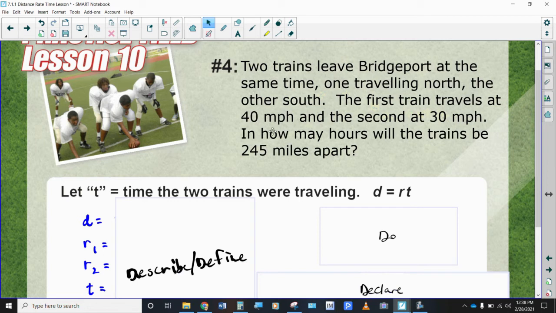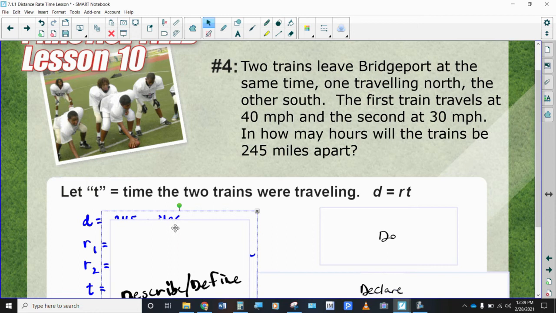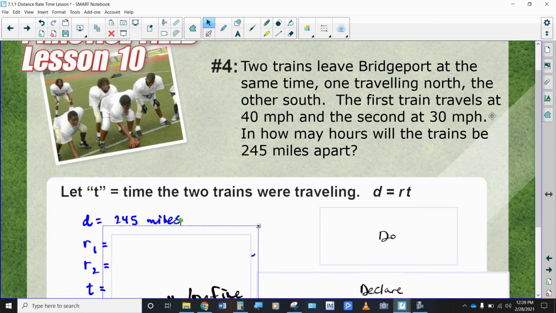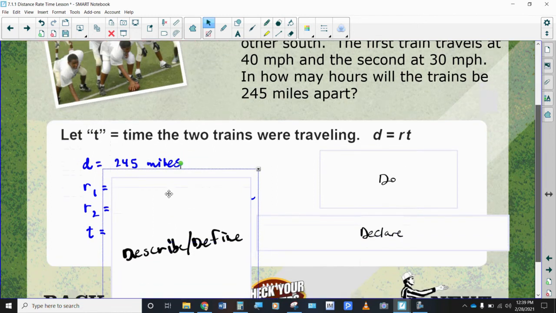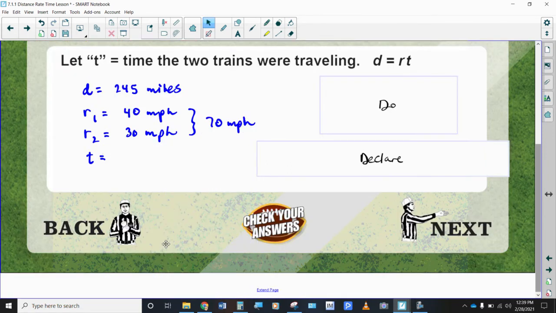But those two trains relative to each other, traveling in the opposite direction in 1 hour, will be 70 miles apart. So the relative speed of them combined is going to be 70 miles per hour. So what is the distance? 245 miles. What is the rate of speed? Well, when you combine them, it ends up being 70 miles per hour. So how many hours will it take before they are 245 miles apart?